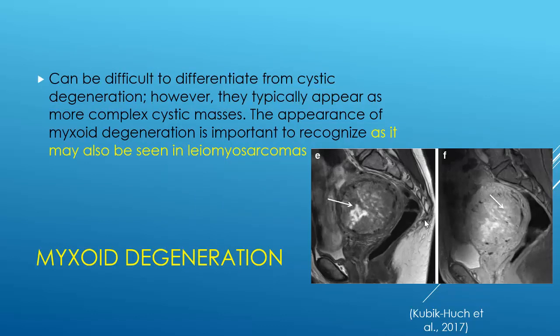Here is the myxoid degeneration. Sometimes the myxoid degeneration can be difficult to differentiate from leiomyosarcoma, but still it is well defined and contains cystic areas of degeneration in the middle. So the appearance of myxoid degeneration in a fibroid is important to differentiate from leiomyosarcoma.